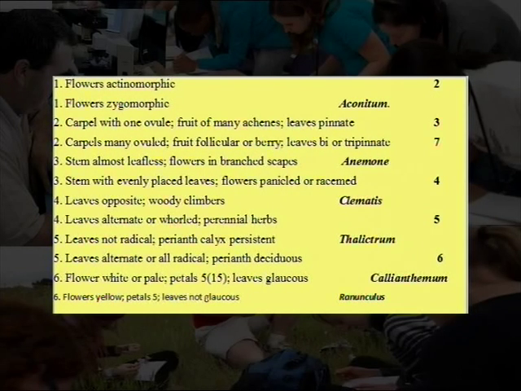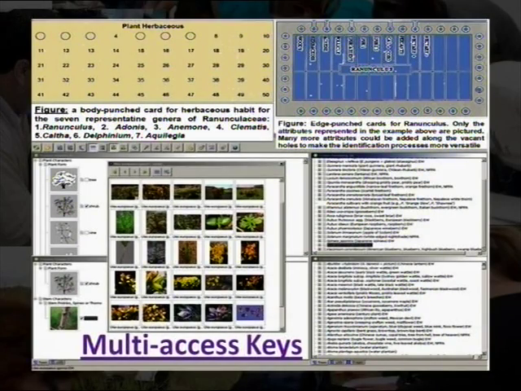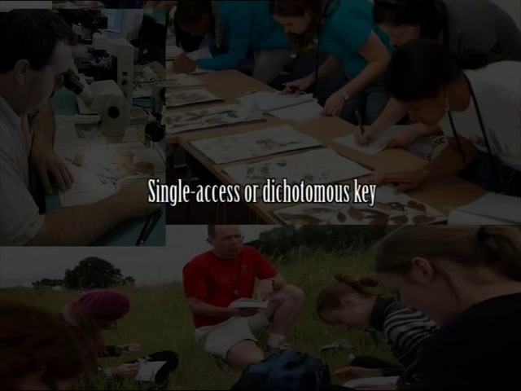If each step has only two alternatives, the key is said to be dichotomous, else it is polytomous. Multi-access or interactive keys, on the other hand, allow the user to freely choose identification steps and their order. Now, we discuss these two types one by one. First, single access or dichotomous keys.